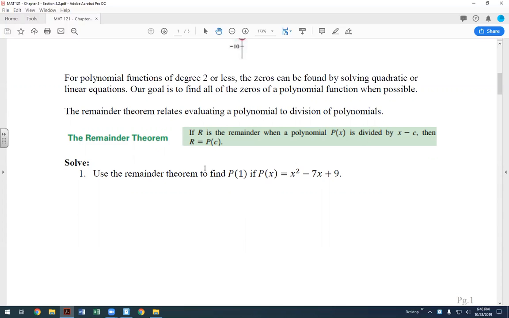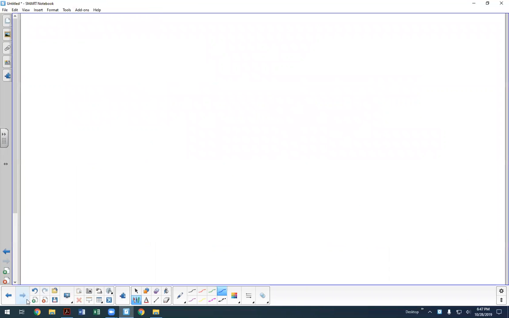Okay, so when they say use the remainder theorem, they're asking you to use long division. Does anybody remember what long division looks like? It's not fun? Okay, so you do remember that part. What does long division look like? Which I think your textbook actually calls ordinary division.